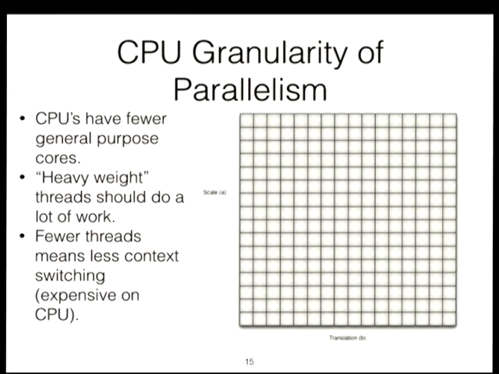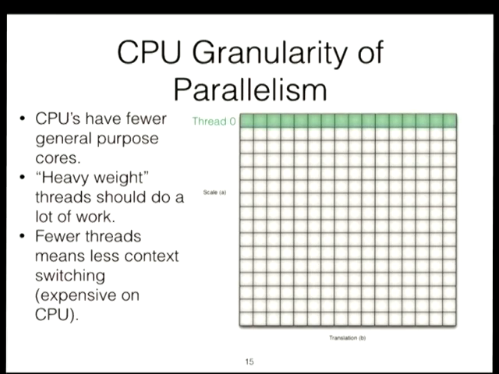Okay, so the CPU's granularity of parallelism. CPUs have fewer general purpose cores, and since we have fewer cores, we want them to do as much work as possible, and we evenly divide it. So we want heavyweight cores that run heavyweight threads that do lots of work, and fewer threads, because we don't want to do context switching.